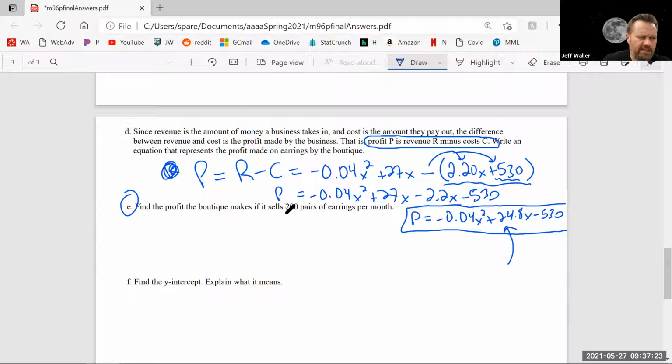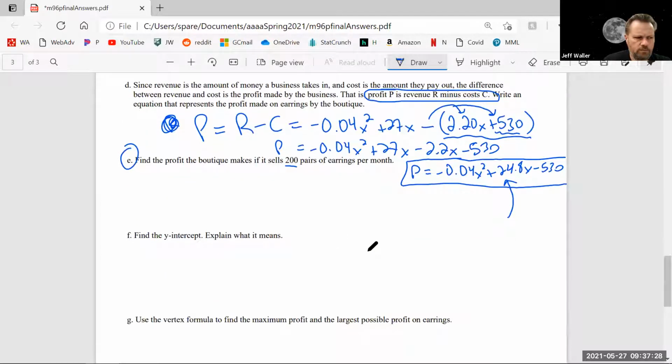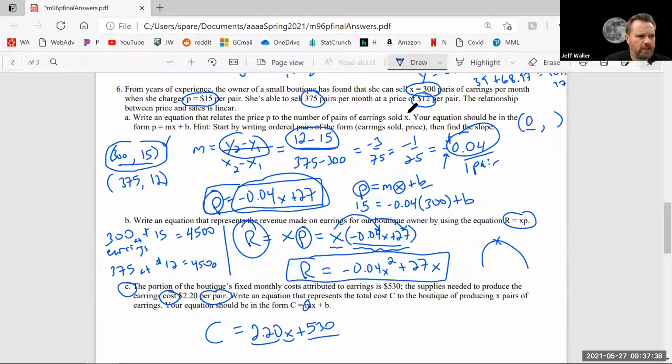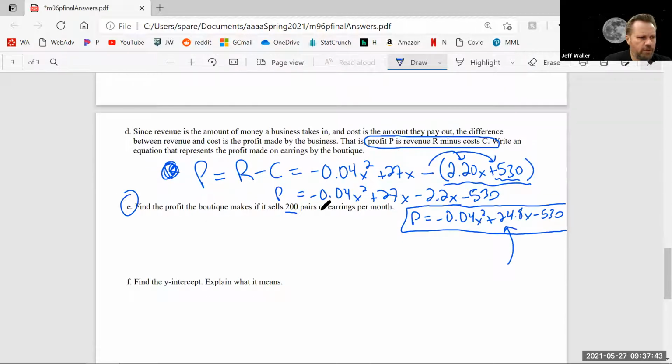Why is part E easy? What would I do with 200? Wouldn't you just plug 200 in for X? Beautiful. And there's nothing wrong with going back up here and saying, what does X mean again? Oh, number of earrings sold. It's 200 pairs of earrings sold. Oh, so X is 200. There's nothing wrong with reminding yourself what the variables mean, right? So now I just got to plug in the 200 for X.